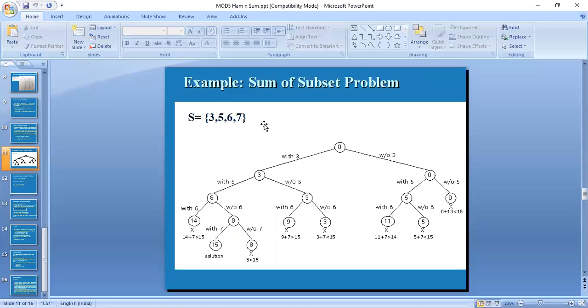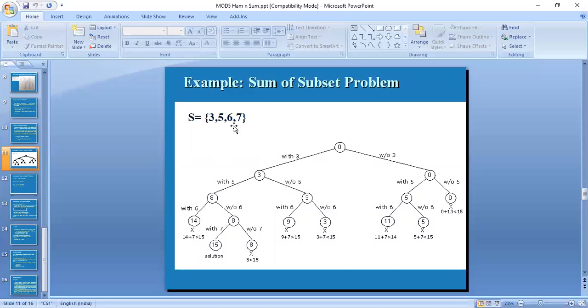So here initially we will start with the root node with 0. If you include an element, then that element will be added to the root node value and you will get a new S' value. The S' value is the sum of 0 plus 3, which is equal to 3. Next, again, it is a depth first search, so you need to complete this entire path.